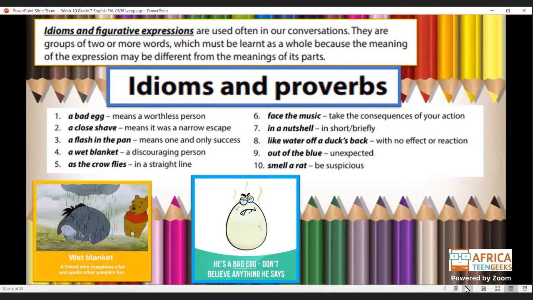A flash in the pan means one and only success. For example, let me put it this way. If you're an actor or actress and you have starred in a famous movie and your name has become famous because of that movie, but you've never starred in another one, you weren't successful in another one, then you were a flash in the pan. And your name eventually gets forgotten because you only had that one success. It doesn't only refer to acting. I'm just using that as an example, as it's something we're all familiar with.